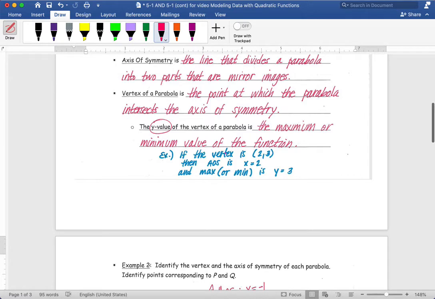You're going to be asked to give the vertex. You're going to be asked to give the equation for the axis of symmetry. And you're going to be asked to give a max or a min. So your max or min happens at the point where the vertex is. Now, the vertex tells us a lot because this value 2, that's the equation x equals 2, comes right from that because your axis of symmetry passes right through the vertex.